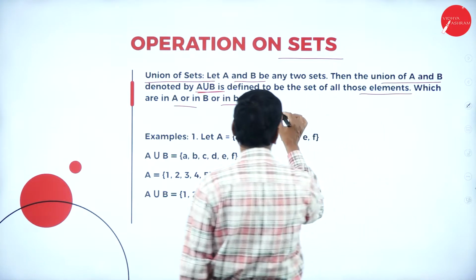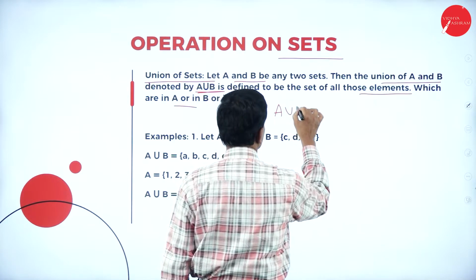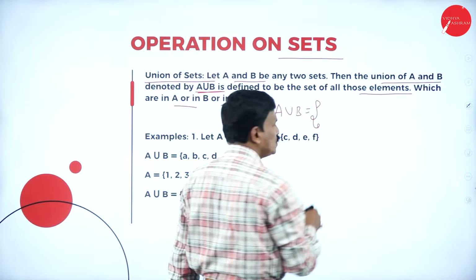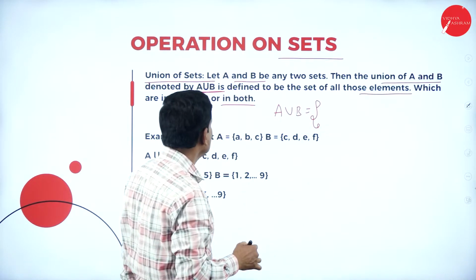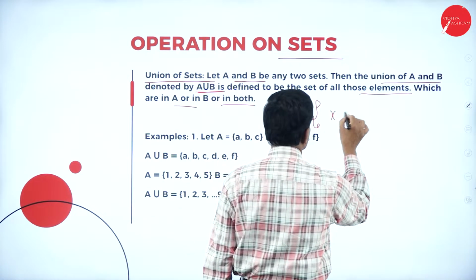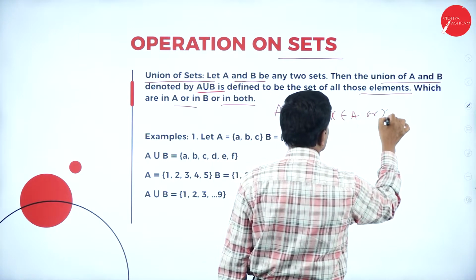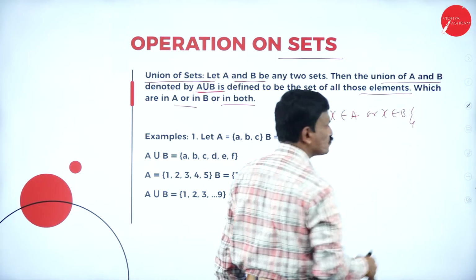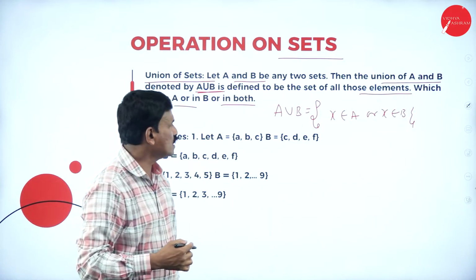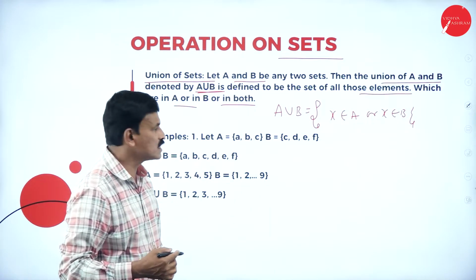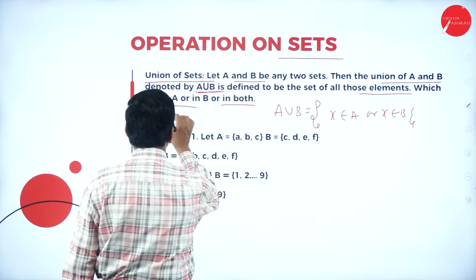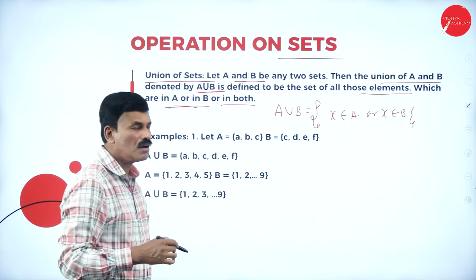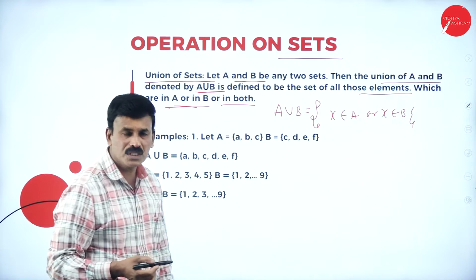So if A and B are any 2 sets, then the union is denoted as A union B, equal to the set of all X such that X belongs to A or X belongs to B. So here all the elements which are in A or in B or in both A and B.